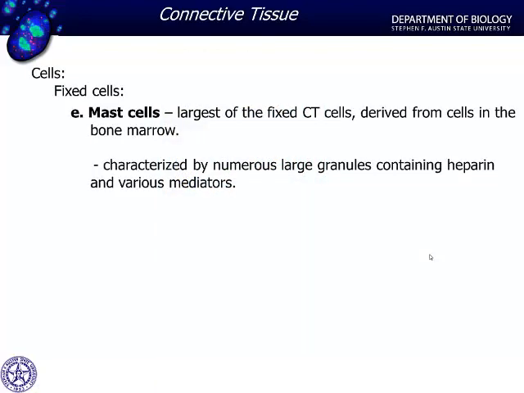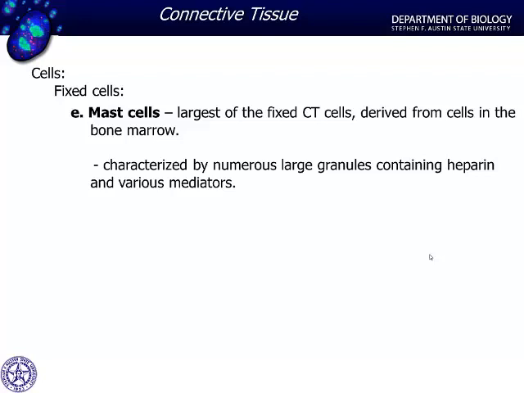Looking at other cells that we see in our connective tissues, still staying in that fixed cell category, we have mast cells. Now, mast cells, unlike what we've seen with the adipocytes, are going to be somewhat motile. They can move around, and we're going to give them different names depending upon where we find them in the body. Now, when we look in connective tissue, these are going to be the largest of the cells that we will identify. And they're going to be characterized because they're going to have a number of really large, dark staining granules, and they are filled with heparin and various mediators.